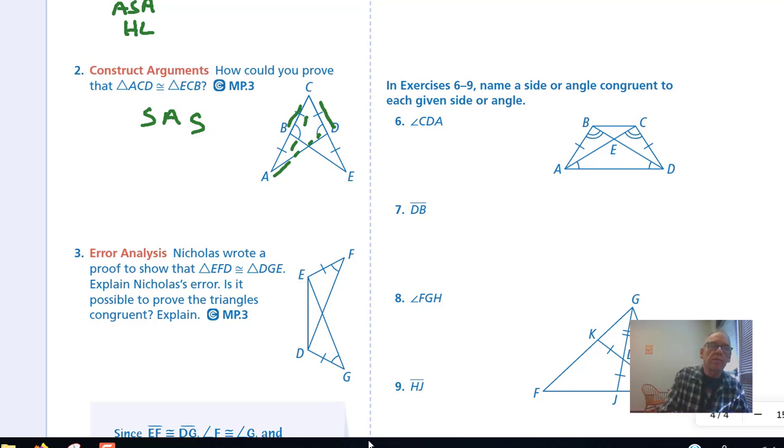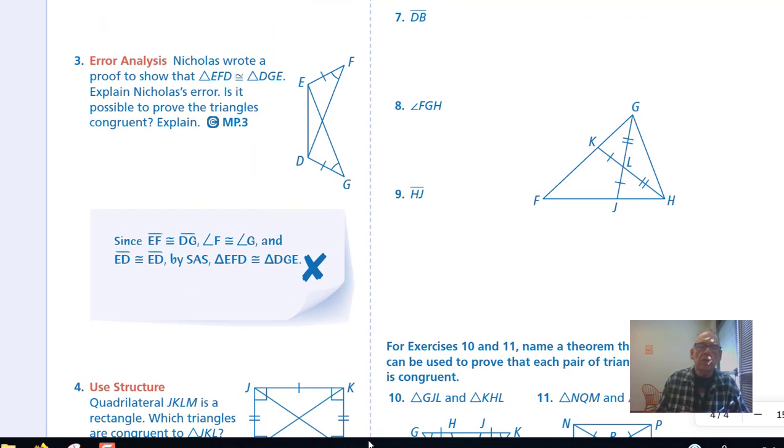Okay, let's look at number 3. Nicholas wrote a proof to show that EFD is congruent to DGE, E to F to D, so D to G to E. Okay, so the congruent statement's in the right order. Let's see what we got. He's got a side and an angle. You need another side or angle to see if we have the pattern. And it doesn't look like we have anything about this DF being equal to EG, so it doesn't give us the other side that we need.